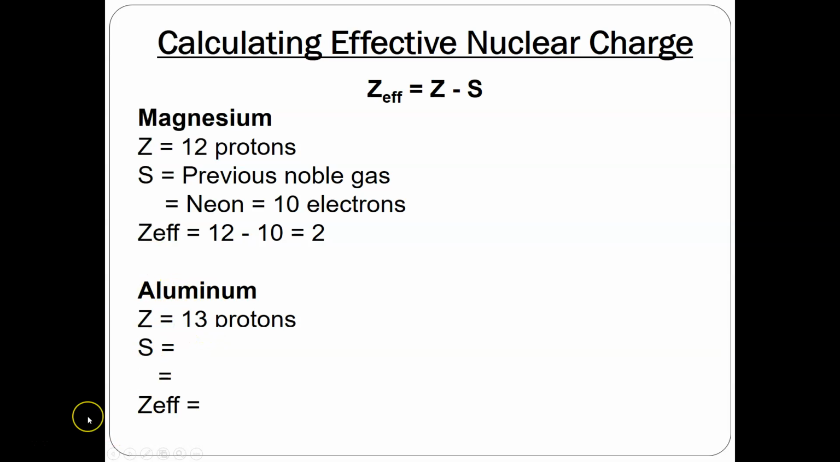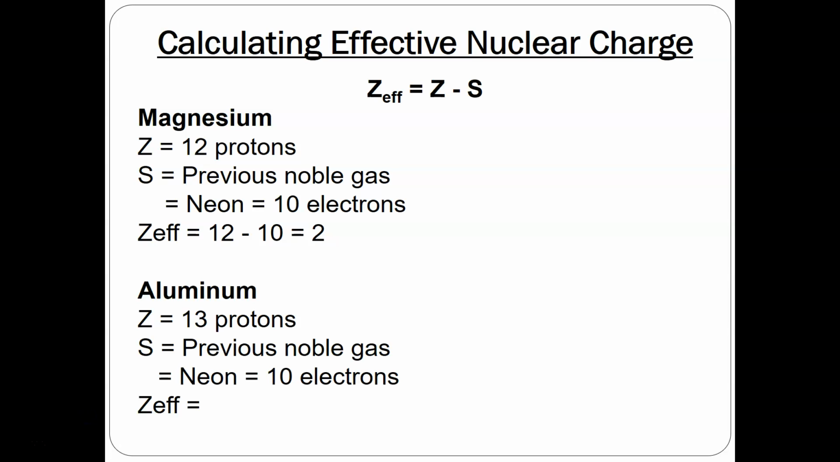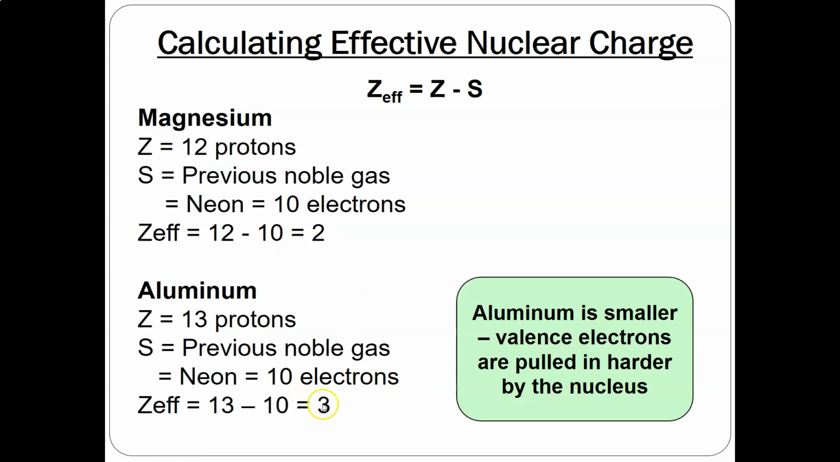Aluminum has 13 protons. Aluminum also has 10 inside core electrons. It has 3 valence electrons on the outside, okay? So if I do 13 minus 10, I find out that aluminum has a Zeff of 3. Now what I can do is compare these to each other. So when I compare them, I'm going to find out that aluminum ends up smaller.